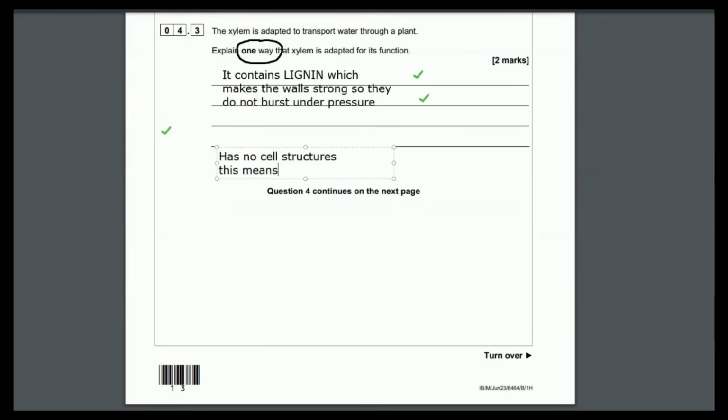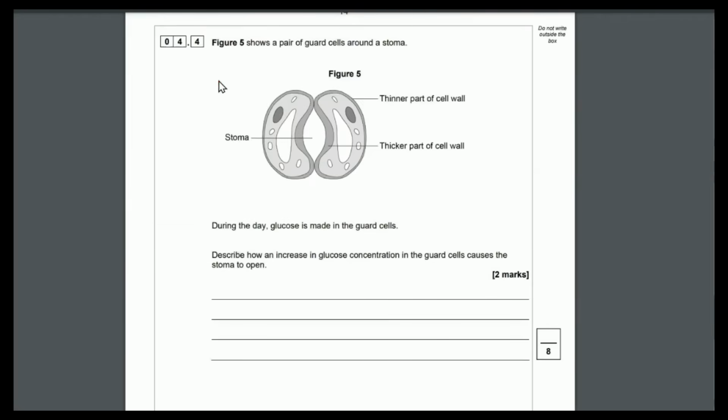Now, another possible answer you could have gone for, it has no cell structures, and you could have named one. So it doesn't have mitochondria, the xylem doesn't have cytoplasm, it doesn't have a nucleus. So you could name any cell structure, no ribosomes, and that means there's less resistance to the flow of water, or you could just say it's easier for water to flow up the plant because there are no obstacles.